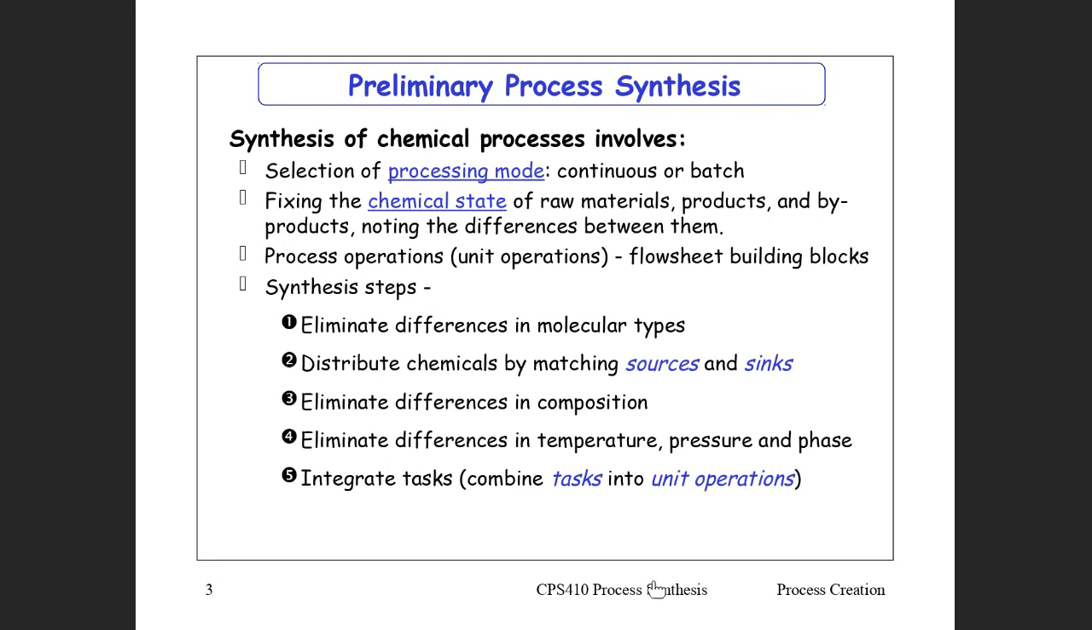Right, preliminary process synthesis. Synthesis involves selection of the processing mode, whether it's continuous or batch. Of course, we will normally be considering just continuous processes, and batch processes are when you're producing fine chemicals or specialty chemicals. All of your training has essentially been in how to design continuous processes. Then there is fixing the chemical state of raw materials, products and byproducts, noting the differences between them.